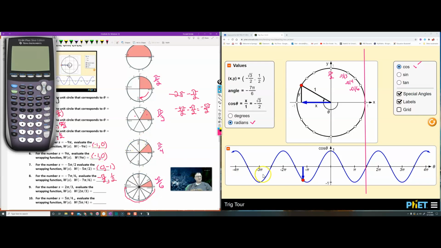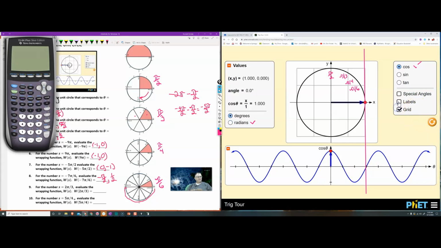All right, positive 2 pi over 3. So 2 pi over 3 is these slices right here. That's 60 degrees. And there's 3 of them on the top and 3 on the bottom. I want to count 2 of them. So there's 1 pi over 3, 2 pi over 3. And my coordinates would be negative 1/2, root 3 over 2.